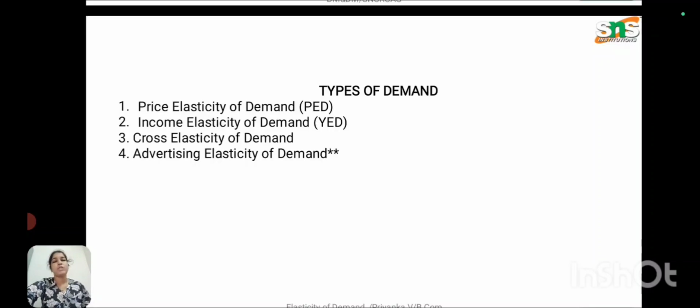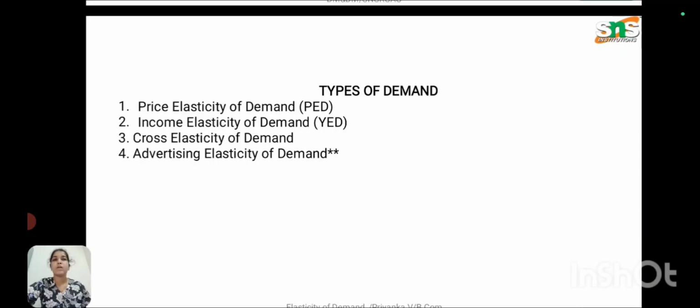Next one is the income elasticity of demand. This tells us how demand changes when the income of the consumer changes. When income increases, people spend more on goods like clothes, electronics, and restaurant food. But for basic goods like rice or wheat, demand does not increase much even if income increases. So, income elasticity helps us understand how purchasing power affects demand.